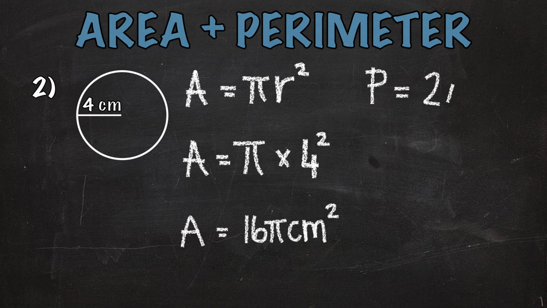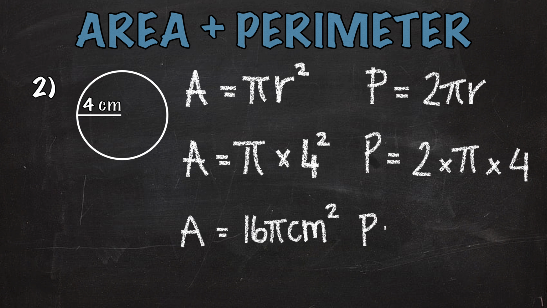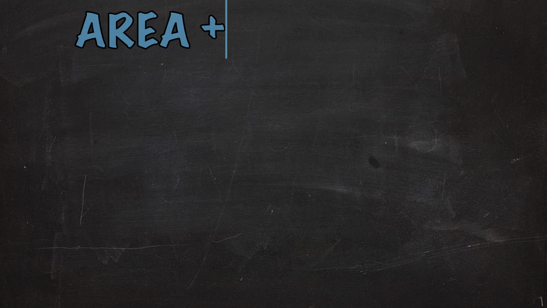2 times pi times the radius. 2 times pi times 4 will give us an answer of 8 pi, and we need to remember our units, so centimeters at the end. Now let's move on to our final question.